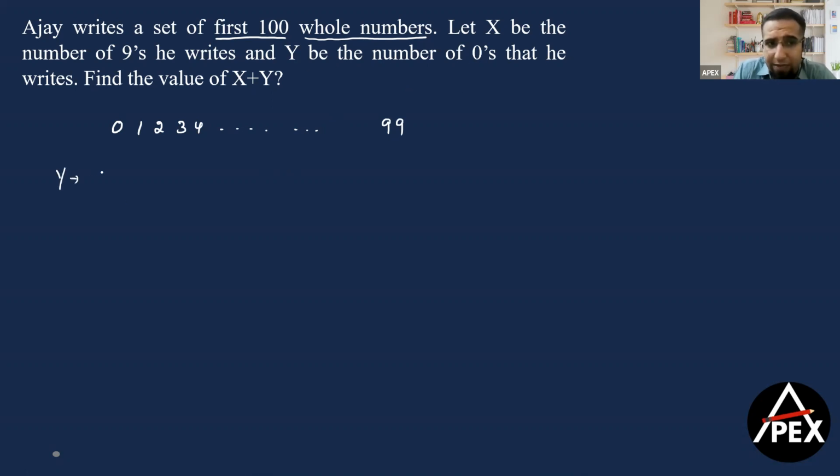Where all do I get zeros? I get 0 in a 0. I get 0 in a 10. I get 0 in a 20. I get 0 in a 30, and so on, so on. I get 0 till 90.